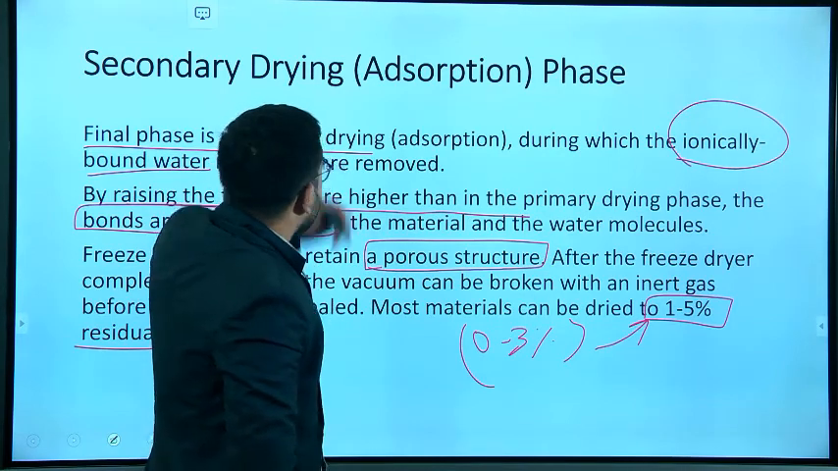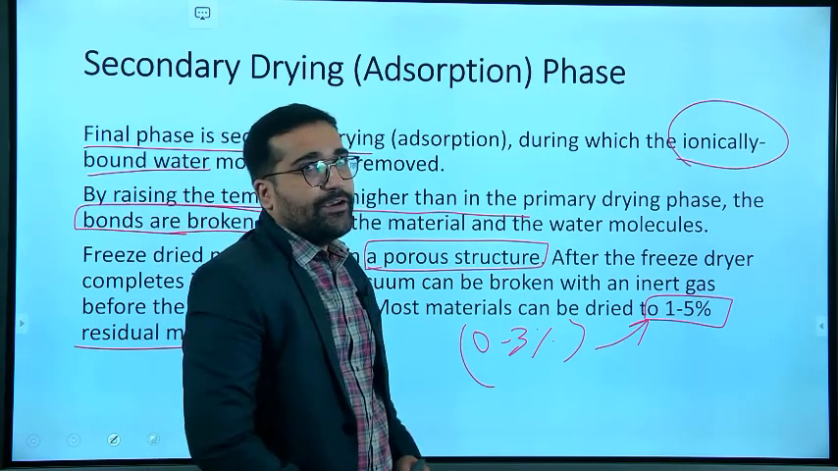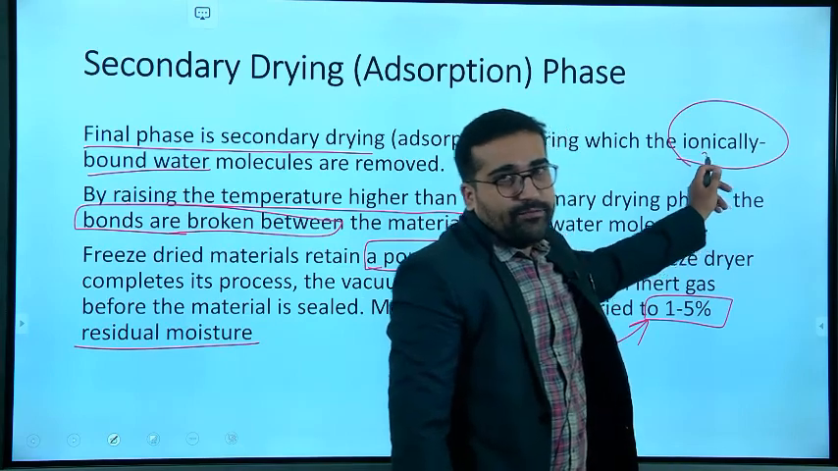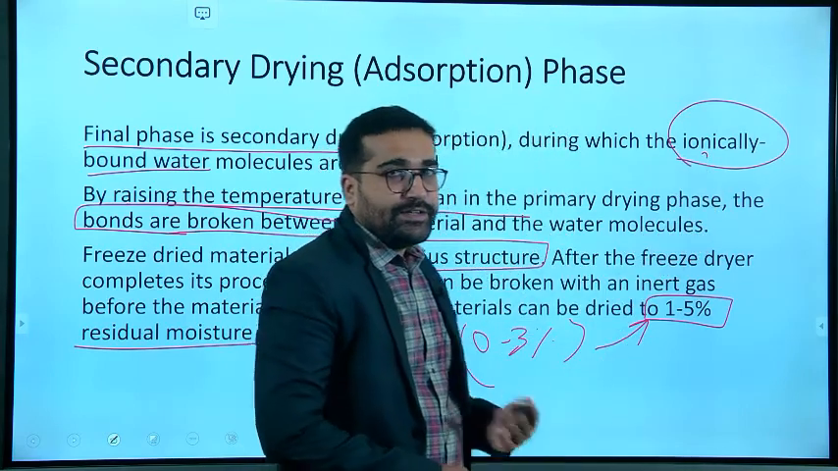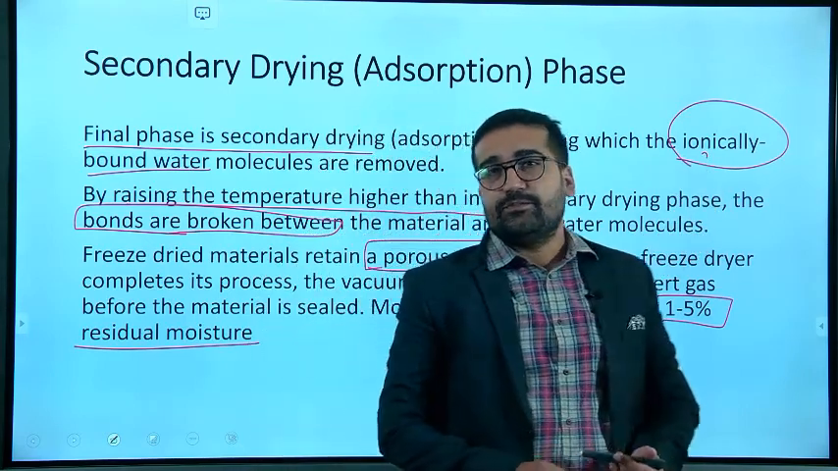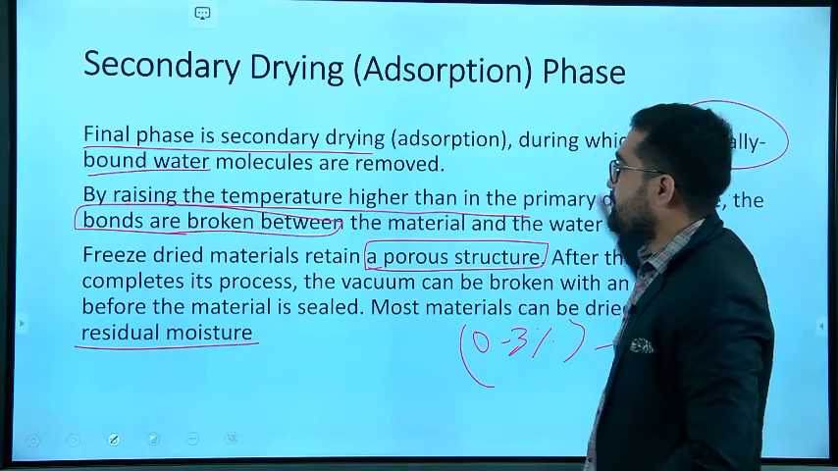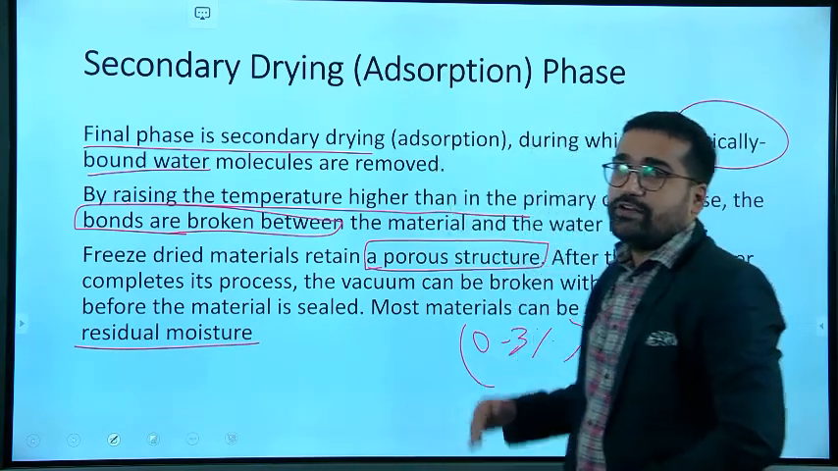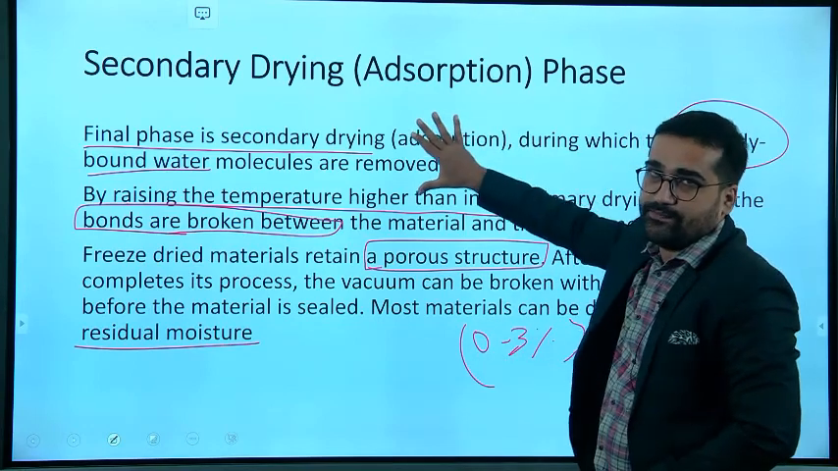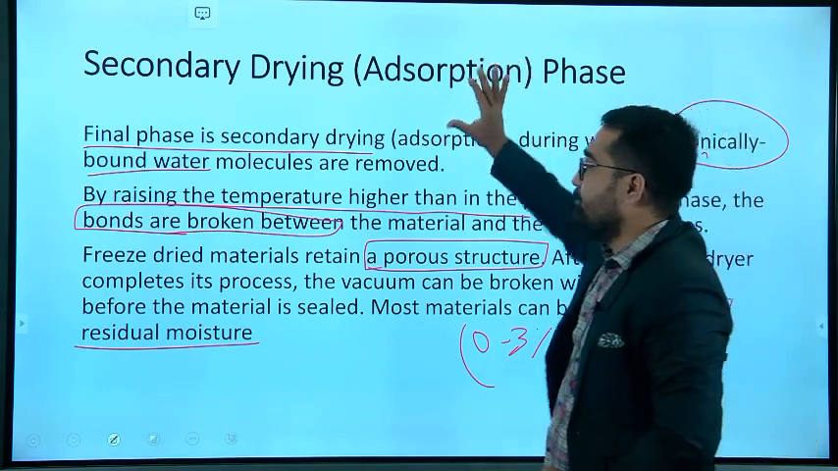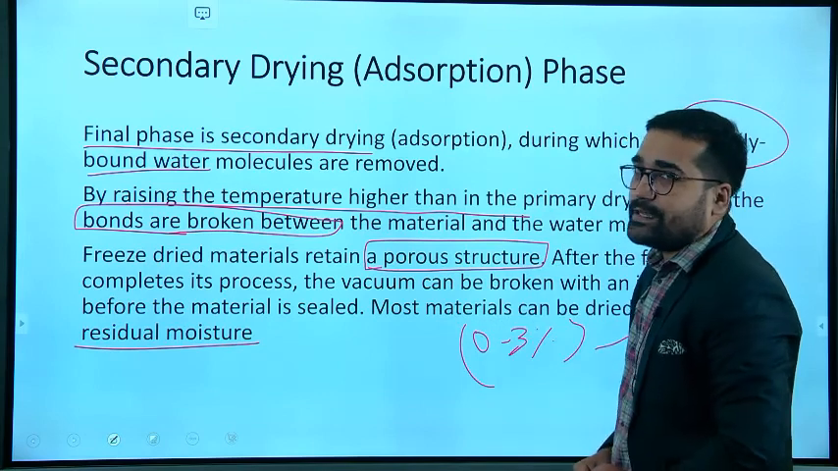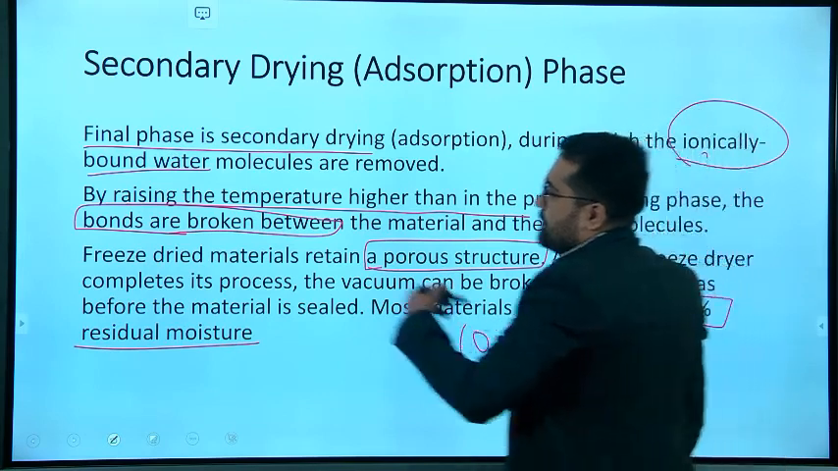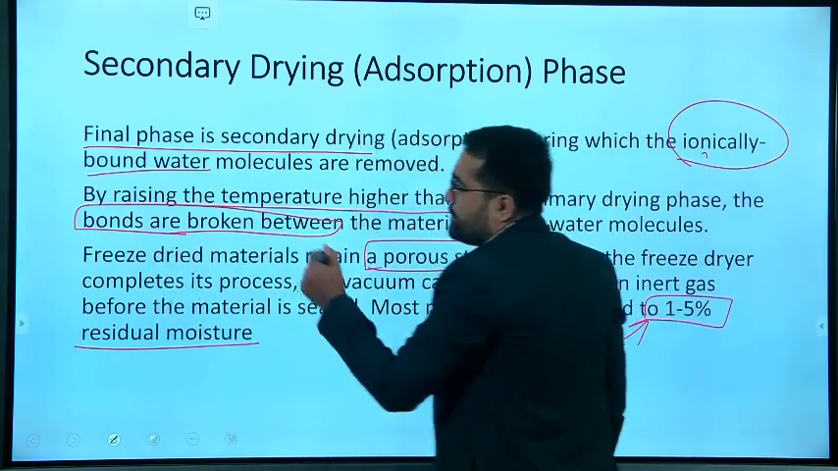So, in the secondary drying phase, we try to remove the ionic bonds or bound water which is present inside the product. How? By raising the temperature further, we do not change the pressure here. We only increase the temperature. So what happens when we increase the temperature?